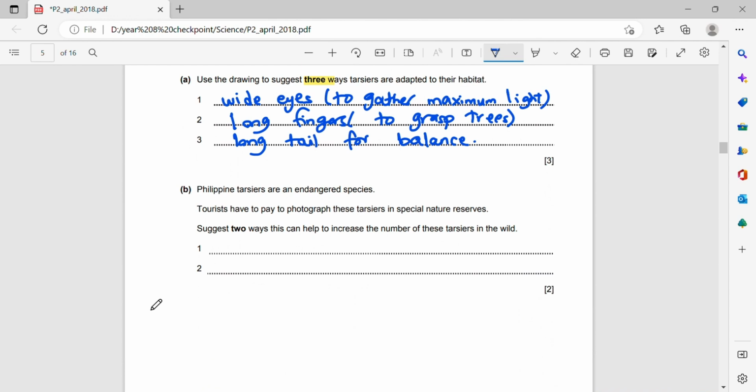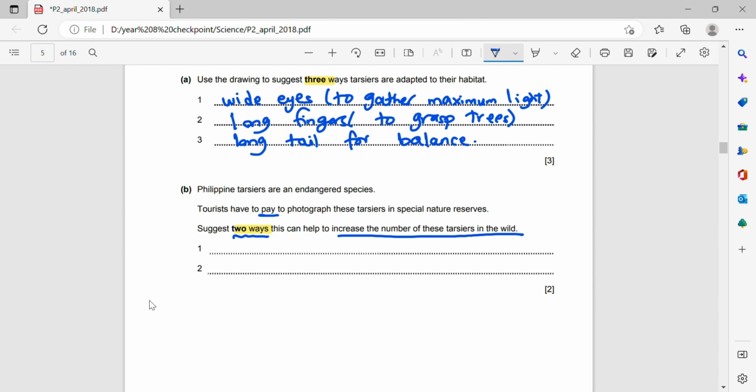Philippine tarsiers are an endangered species. Tourists have to pay to photograph these tarsiers in special nature reserves. Suggest 2 ways this can help to increase the number of tarsiers in the wild. So the tourists have to pay to take a photograph. Okay, so they can use this money in what? Regarding increasing the number of the tarsiers.